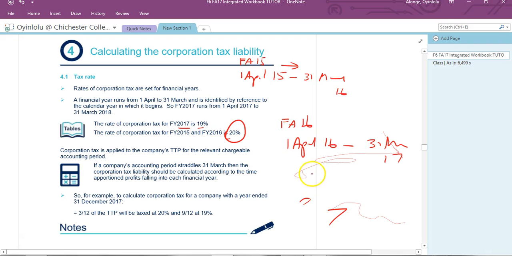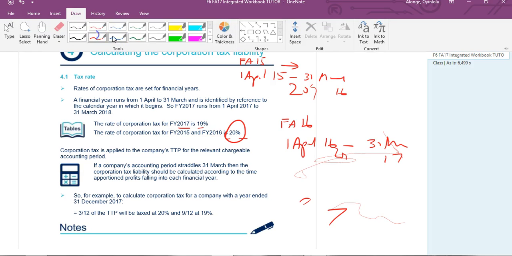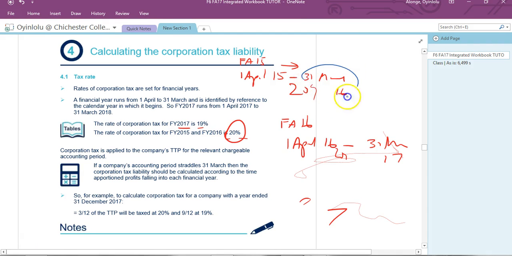So when tax was just 20%, it didn't really matter. We never had what we refer to as a straddle problem, because if it's 20% here and it's 20% here, it doesn't matter if you pay your accounts over a period that overlaps the 31st of March and the 1st of April.